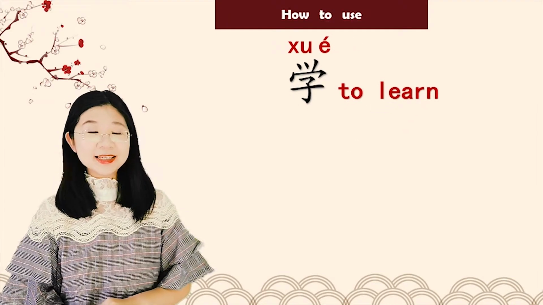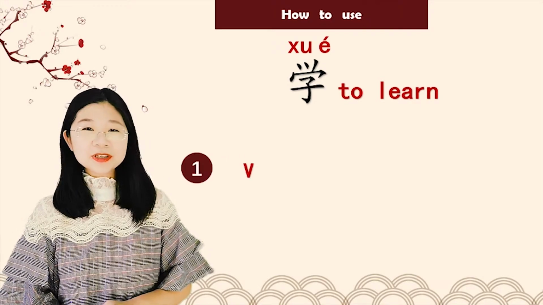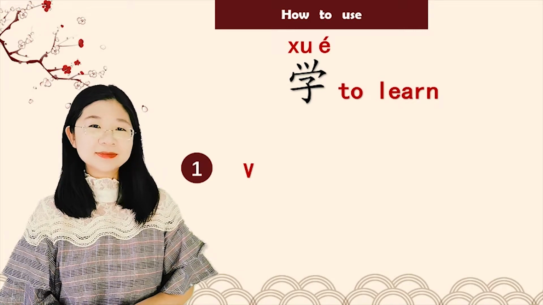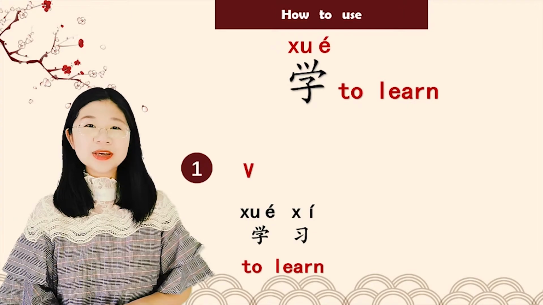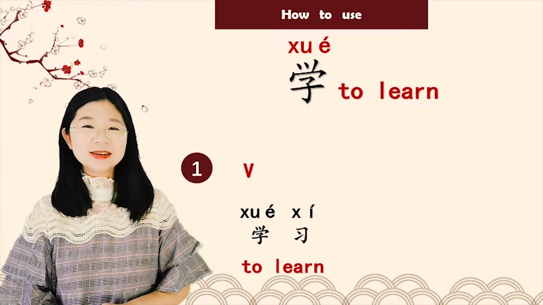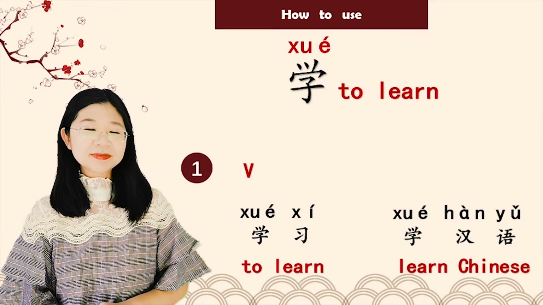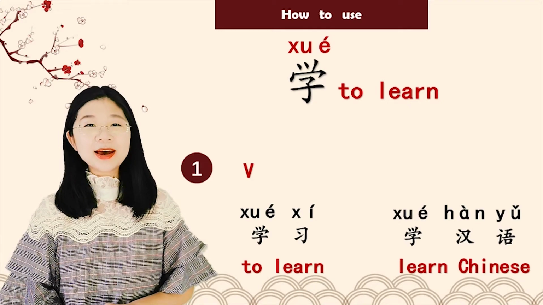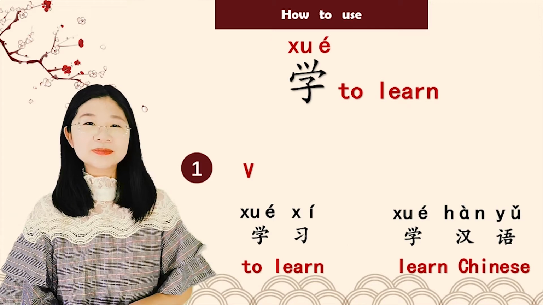Next, let's see how to use this character. First usage of 学 is to use it as a verb. It means to learn. For example, 学习, 学汉语.